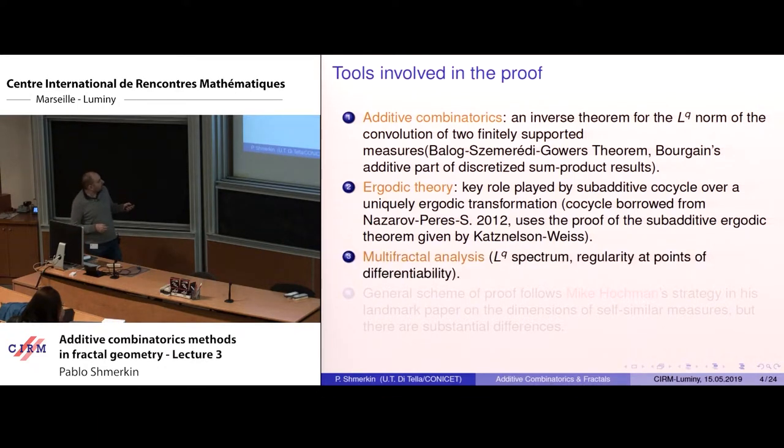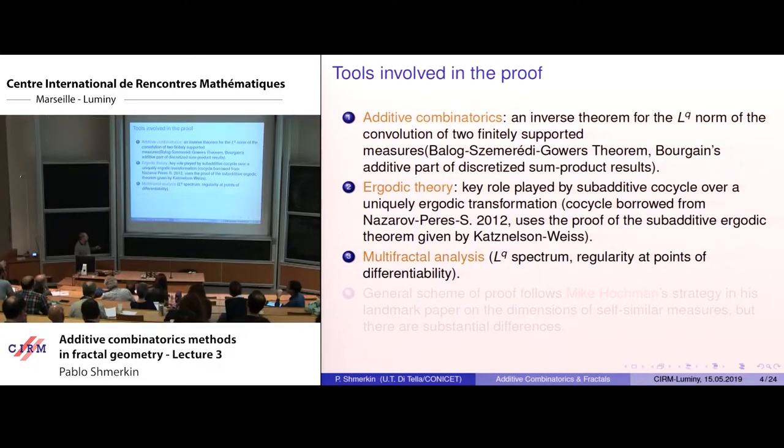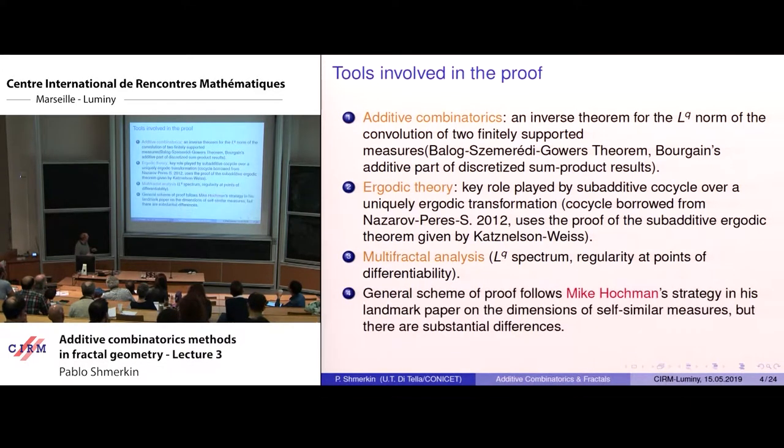Okay, then there is something about multifractal analysis that I'm not going to go into, but it's expected because the result is about Lq dimensions. And somehow all of these, okay, not all of these, but part of these, so basically one and three, well, actually no, just one. Okay, never mind.